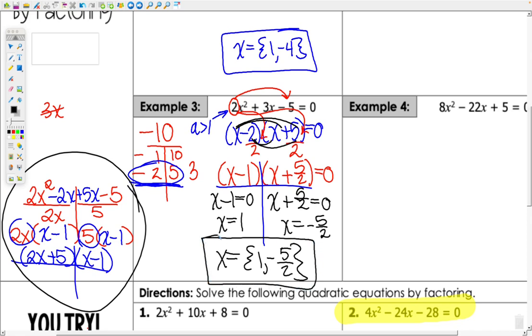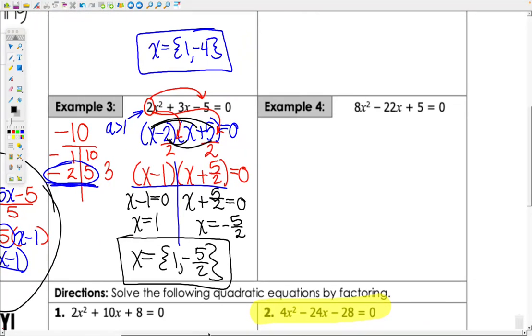Okay, I'm almost done. Number 4 is a trinomial with no greatest common factor. Everything is set equal to 0. So what am I going to do? My table. Yes. And I'm going to write myself a note because my a is greater than 1. I'm writing that down so I will remember that I have to divide by that 8 when I'm done.